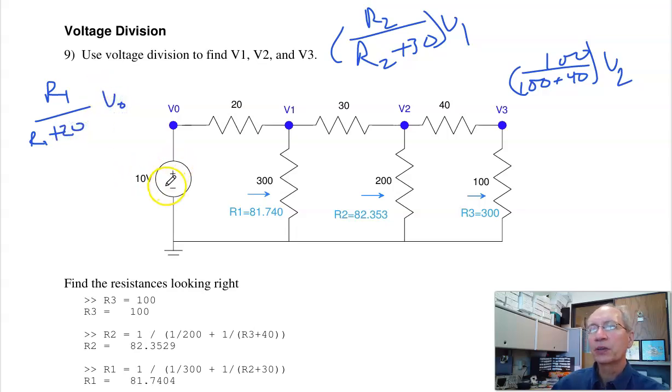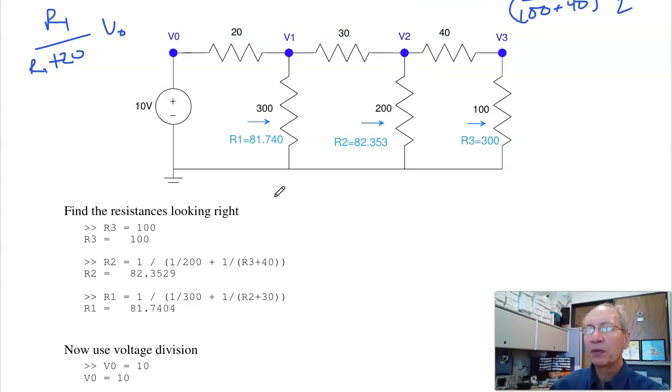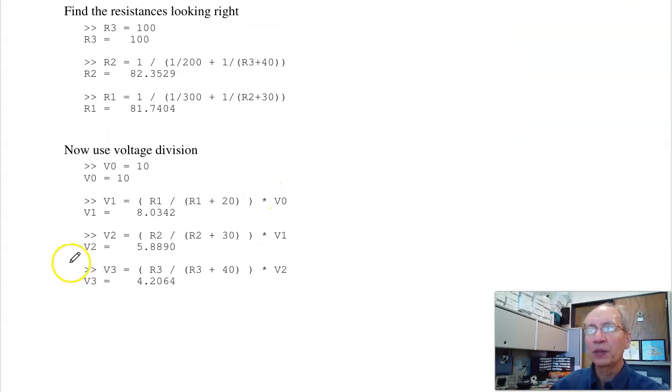I know V0, so with that I can find V1, with that I can find V2, with that find V3. The first step then is to find the resistances looking right at each of these points. This is 300 ohms, 82 ohms, 81 ohms. We did that in the last problem. By voltage division then, I know that V1 is this percentage of V0, 8 volts. V2 is that percentage of V1, 5.88 volts. V3 is that percentage of V2, 4.2 volts.